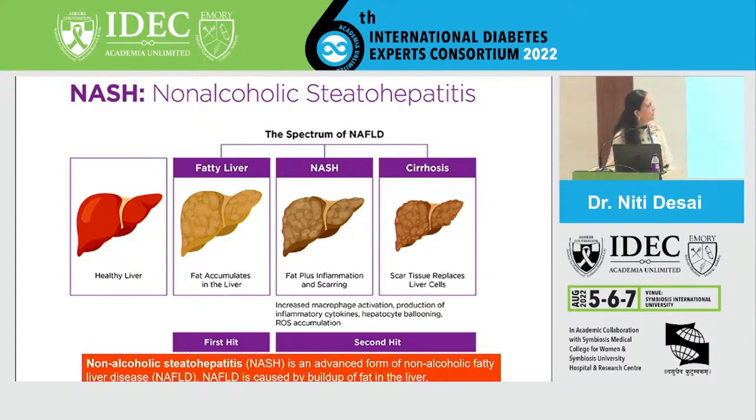And here you can see that when a healthy liver accumulates fat and then that gets inflamed, we have fatty liver, which goes into NASH, and then of course there is fibrosis and further cirrhosis.